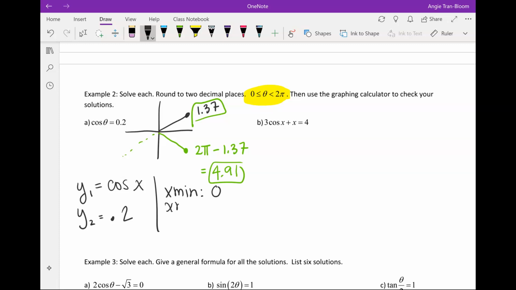Okay? Your window, x min, must be from, x min is where? 0. X max has to be 2 pi. Enter that in. And don't put in 2 times 3.14. Just do 2 and then pi. Then hit zoom fit.